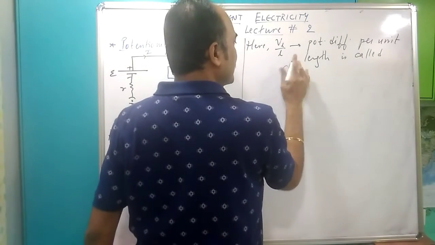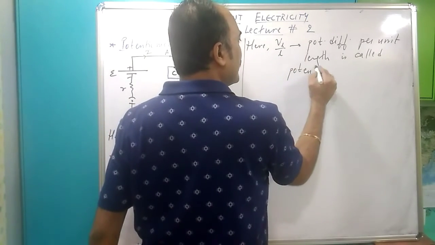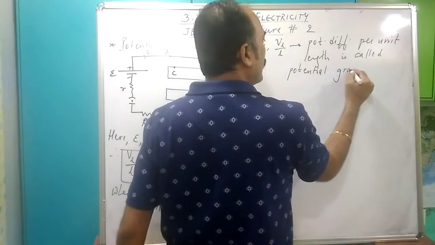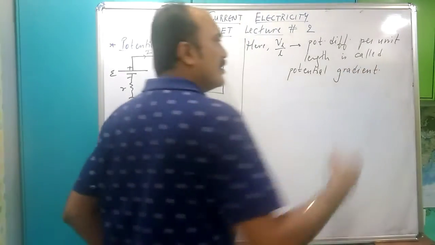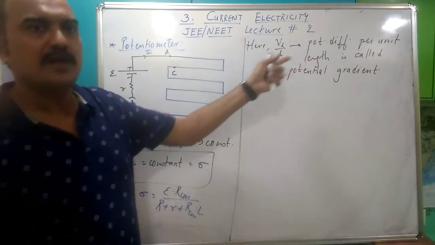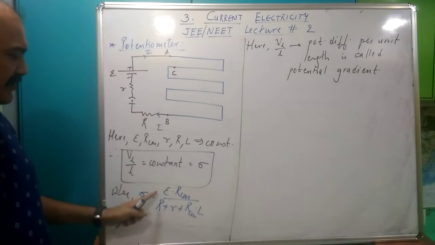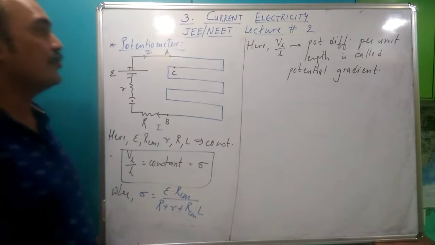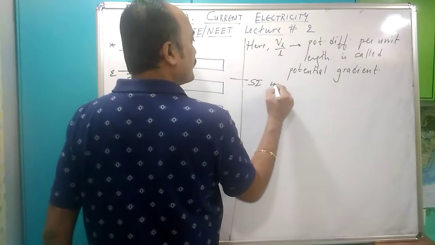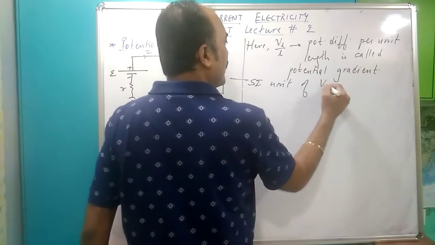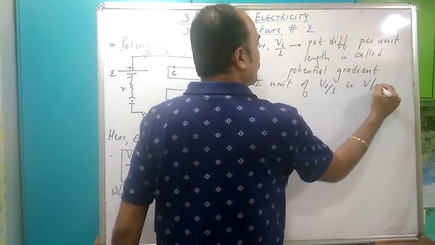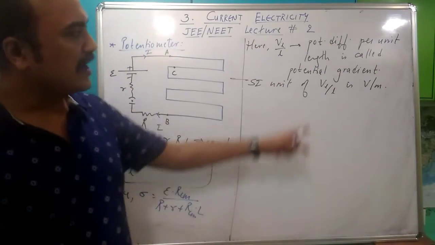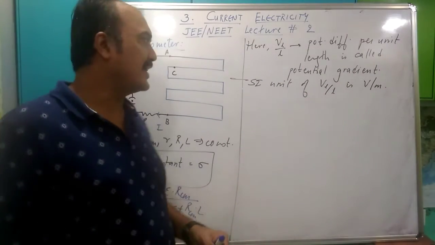Somebody might sometimes ask you, what is the potential gradient? You are at a loss to know what potential gradient is. But potential gradient is VL by L, which is actually sigma, which is epsilon into RCM over (bada R plus chota r plus RCM) into L. And the SI unit of VL by L is volt per meter. Alright, so this is potential gradient.